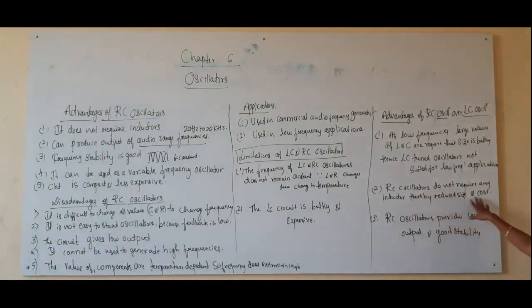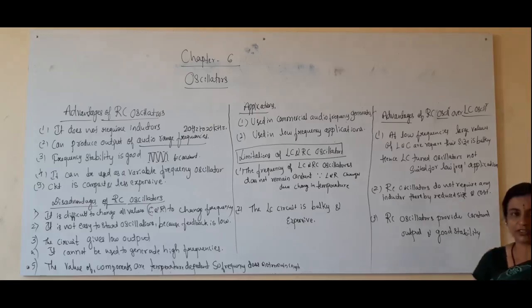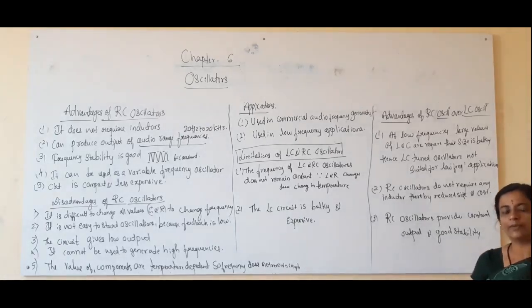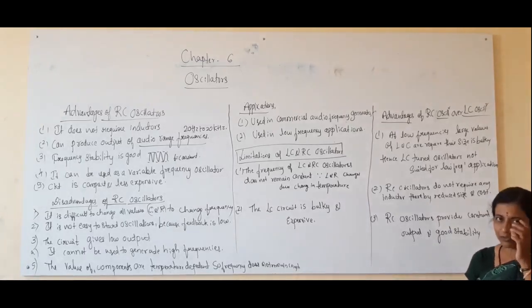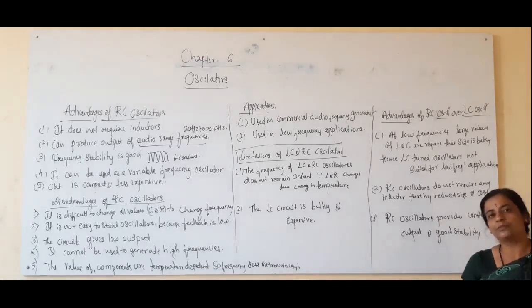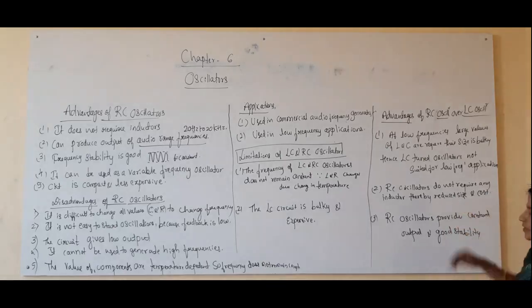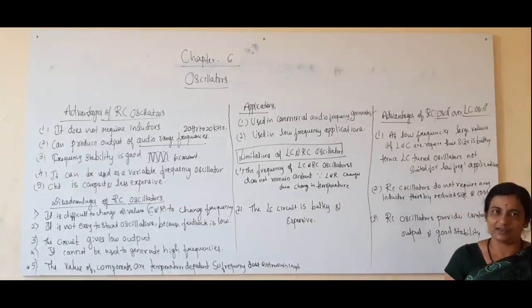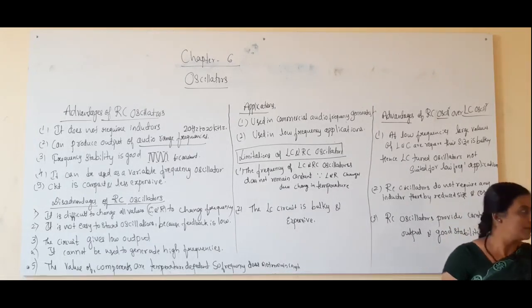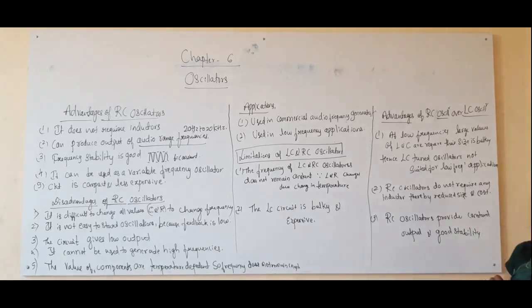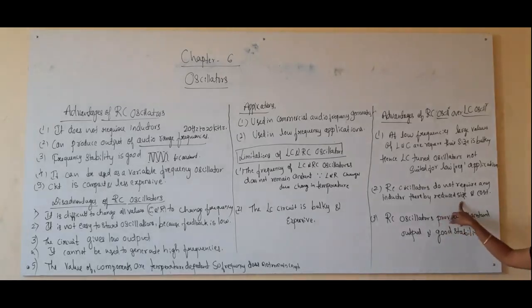Next, RC oscillators do not require any inductors, thereby reducing the size and cost. In an RC oscillator, the feedback just requires resistor and capacitor, and the circuit does not employ any inductors. Because there are no inductors, automatically the size of the circuit becomes compact, and the cost is also very much less. For inductors the cost is high, but when you do not require inductors, the size is reduced and the cost is also very much less.